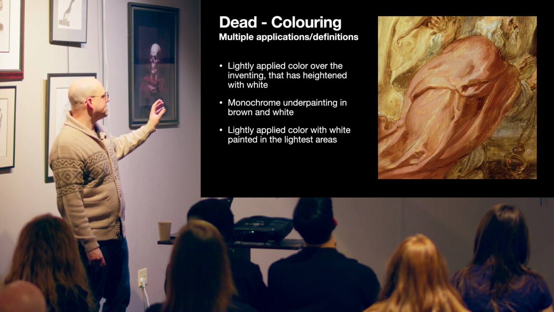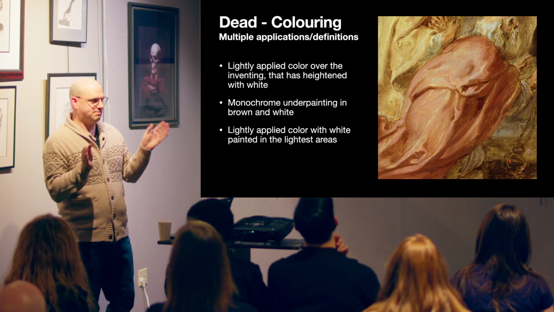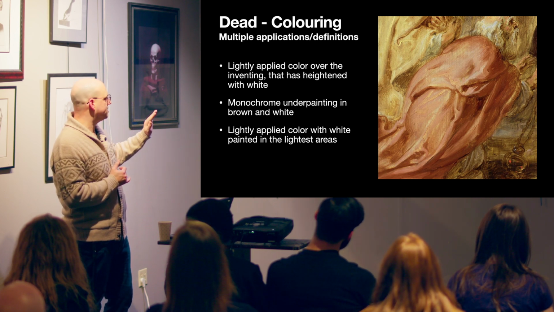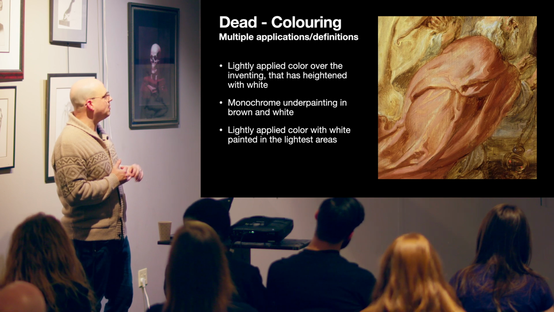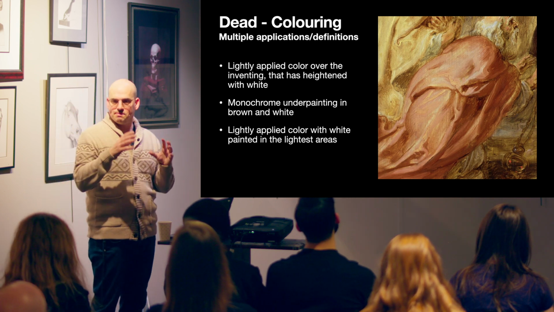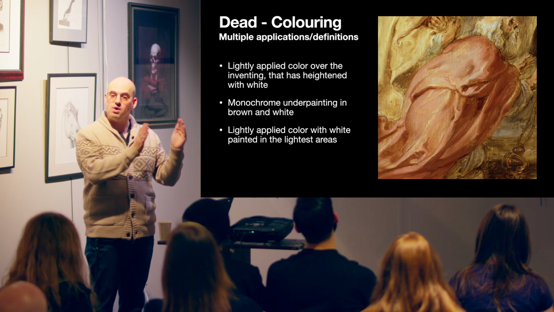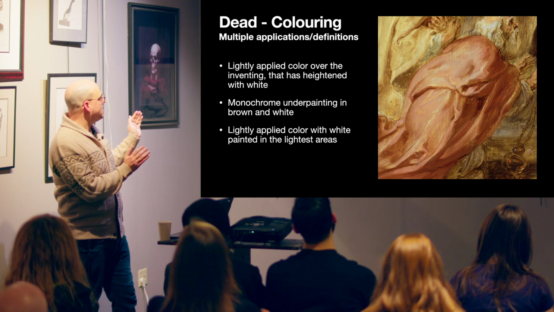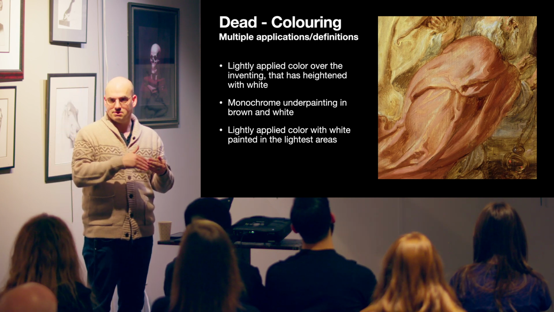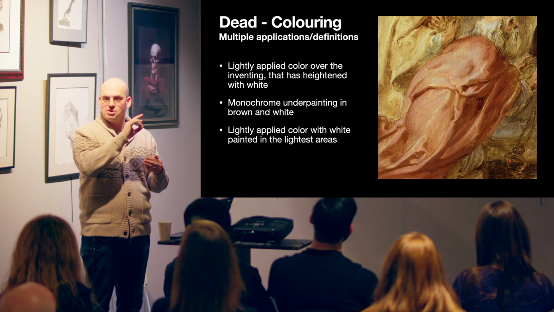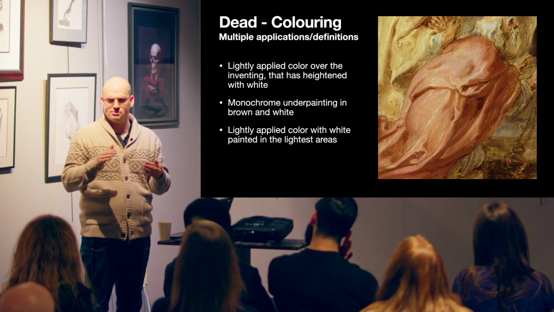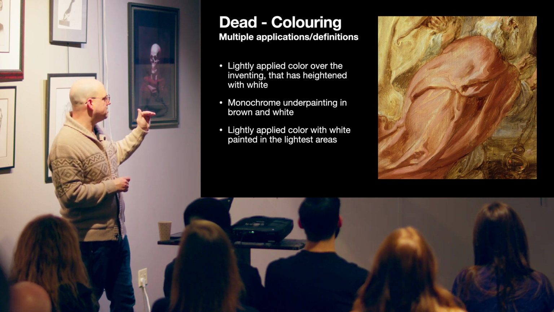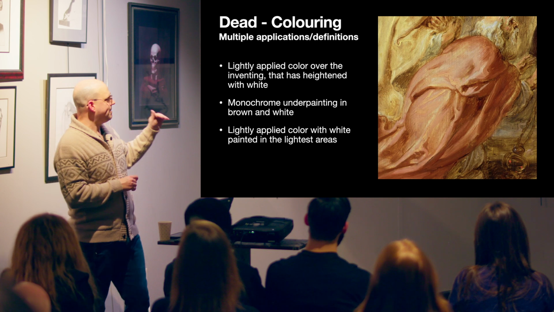So here's where it does get a little complicated, because there is this two-staged or three-stage definition where it's a light color applied over the inventing, that was heightened with white. So brown and white underpainting, a thin layer over top. That's one application. A second application is a full-blown monochromatic underpainting, where it's not as linear, you have more values, it's more sculptural, and we'll see an example of that in a minute. And then lightly applied color with white paint in the lightest areas.